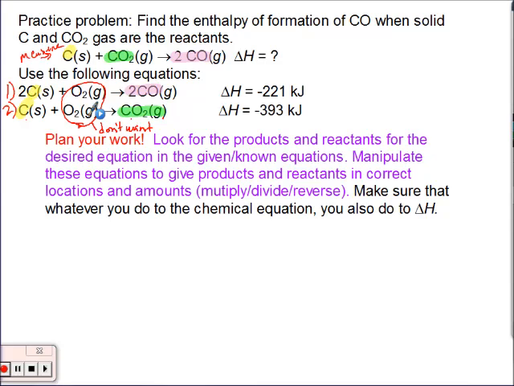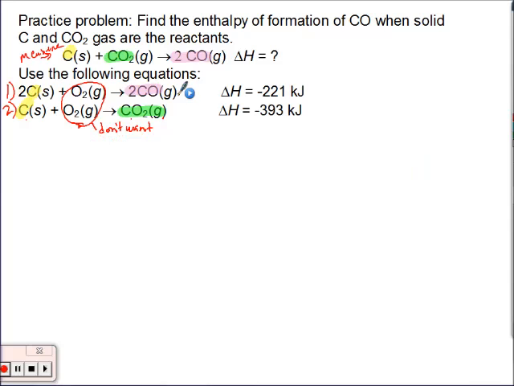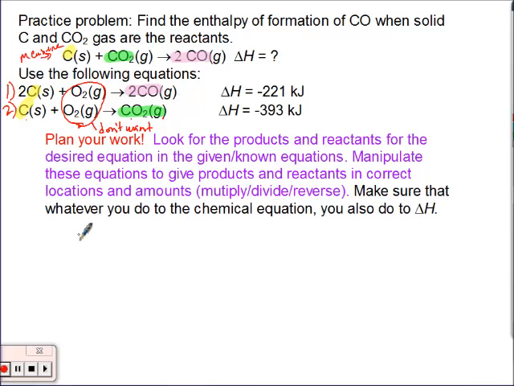The first equation, number 1, I'm going to leave as is because it's got my carbon monoxide where I want it. So I'm going to leave reaction number 1 as 2 carbon plus oxygen goes to 2 CO. And it's got the right number in front of it too. So that delta H equals -221 kilojoules for that reaction.